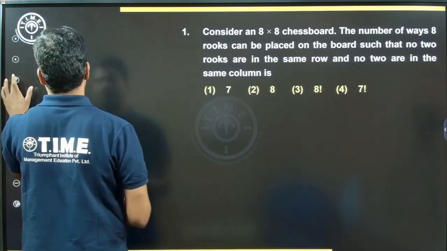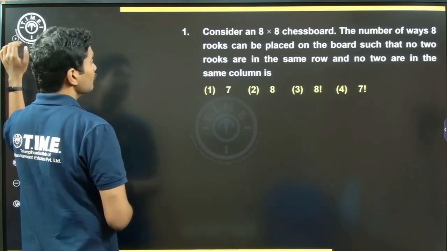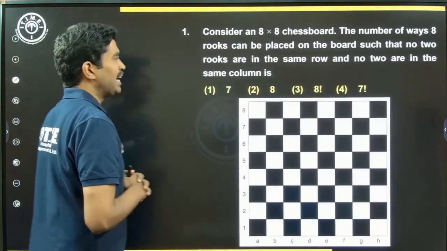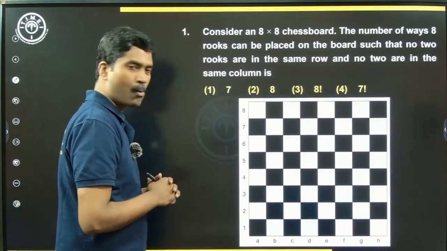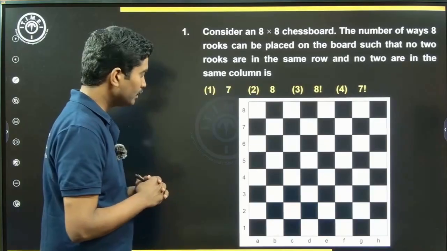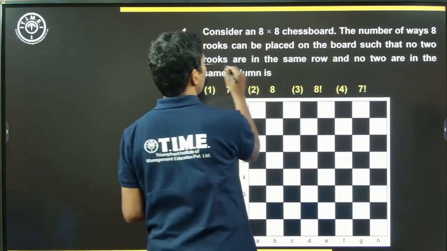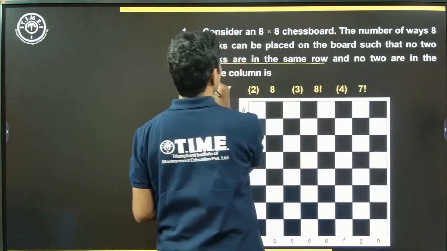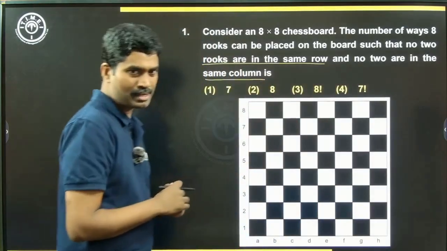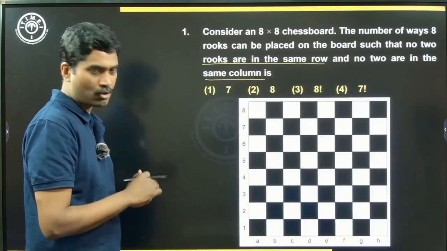Look at the first question. We have an 8x8 chessboard. It's a standard chessboard and we want to place 8 rooks on the board. But there are conditions here. No 2 rooks are in the same row and no 2 rooks are in the same column. Means 1 row, 1 rook, 1 column, 1 rook, right?